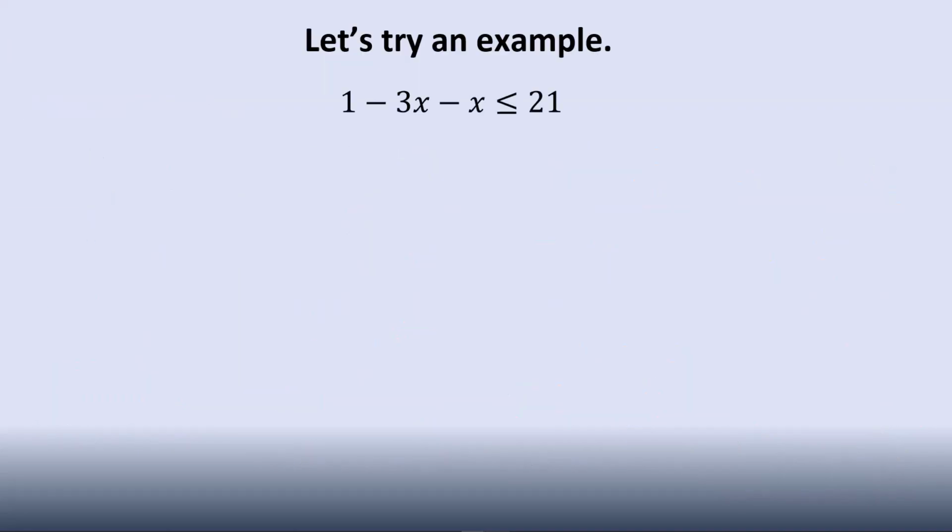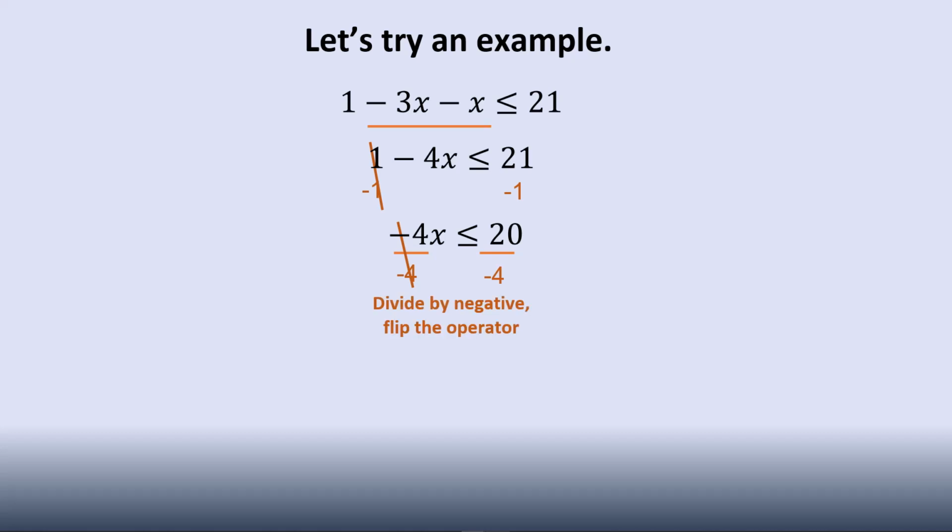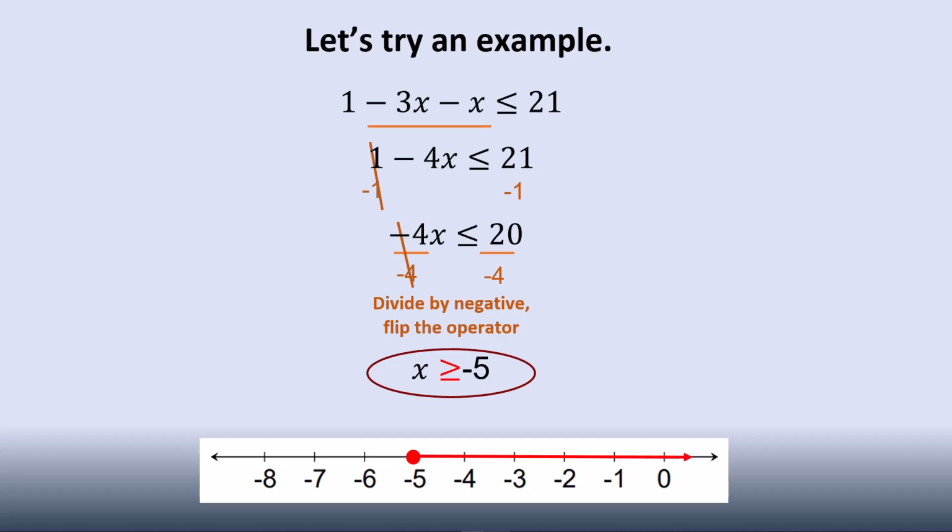Let's try an example. 1 minus 3x minus x less than or equal to 21. The first step is to combine the like terms, and we get 1 minus 4x less than or equal to 21. Then we subtract 1 from both sides, leaving -4x less than or equal to 20. We divide by -4, and so this requires us to flip the operator. So the answer is x is greater than or equal to -5. On the number line, there's a closed circle on -5 with the arrow pointing to the right.